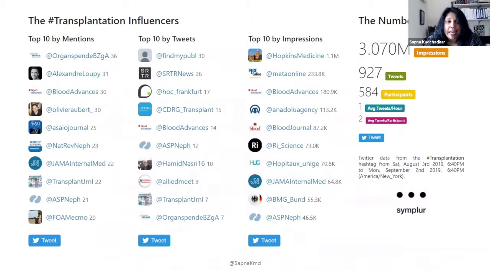As I mentioned, hashtag transplantation is a formally registered hashtag on Symplur Signals, which means that there's actively data being collected about who is tweeting using this hashtag. So I encourage you, if you start tweeting today, include hashtag transplantation in there so that you can get captured as a part of that. And here are the people who are leading the way over the last month in this specific hashtag. So you can see there's a lot of different organizations and journals that are tweeting about it, in addition to individuals as well. And in the last month, there were 584 people who participated in tweets about transplantation.